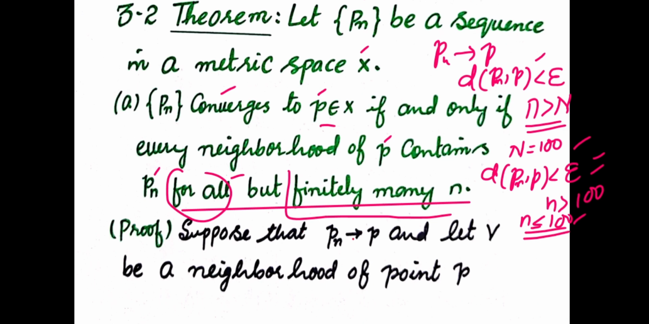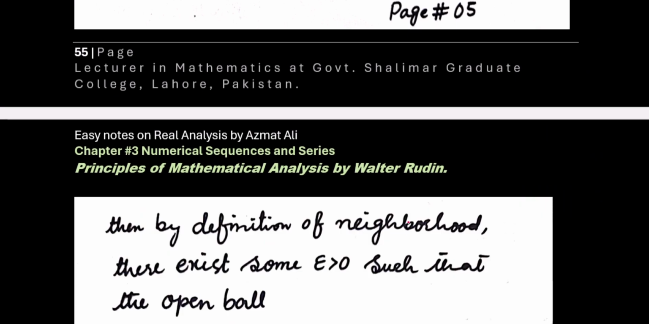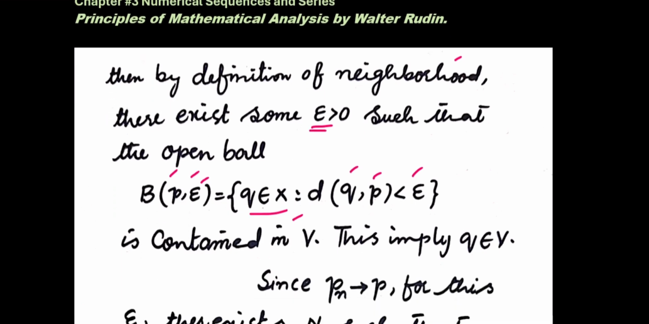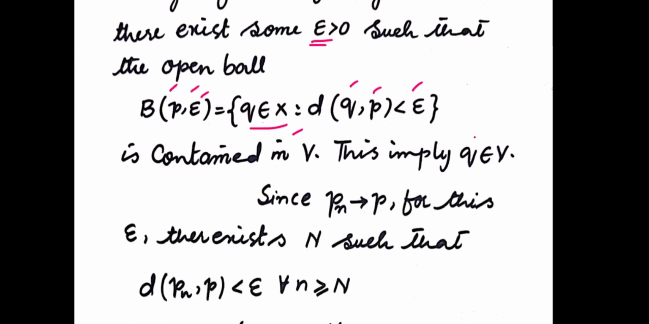Suppose that P_n converges to P, and let V be a neighborhood of the point P. Then by the definition of neighborhood that we have discussed here, there exists some positive real number epsilon such that this open ball, whose center is at point P, that can be formed by the distance of point P from Q, where Q is a point in the metric space X, this distance being less than epsilon, forms the open ball, which is contained in V. This implies Q belongs to V.